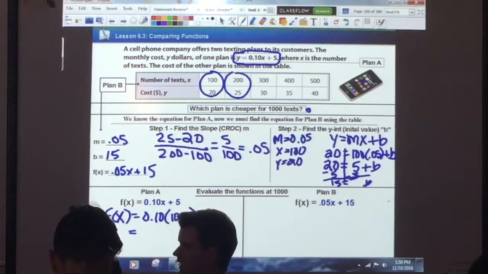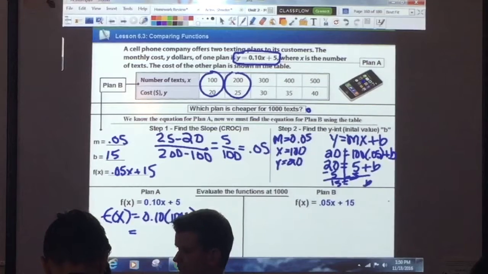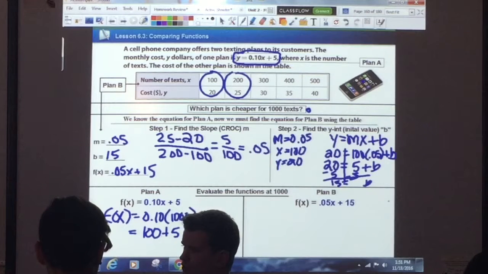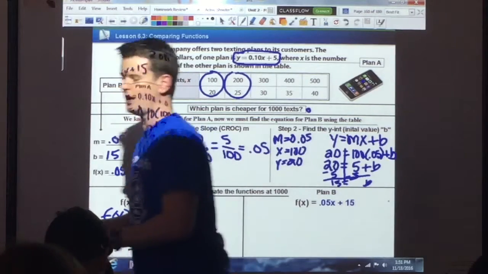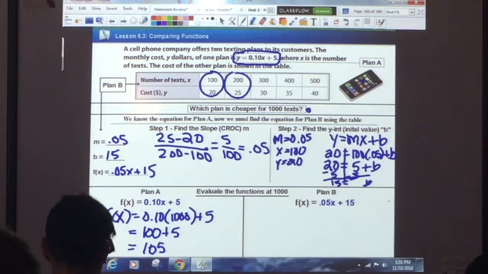When you perform the multiplication right here, what do you get? I get 100. Don't forget to add the 5. If you forget to add it, it's wrong. And when I add that together, what do I get? 105. So plan A for 1,000 text messages is 105 schmackas, simoleons, fazools, whatever you want to call them.